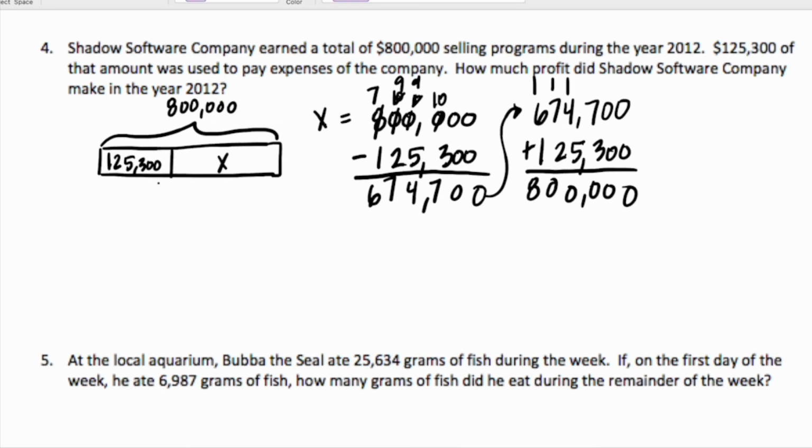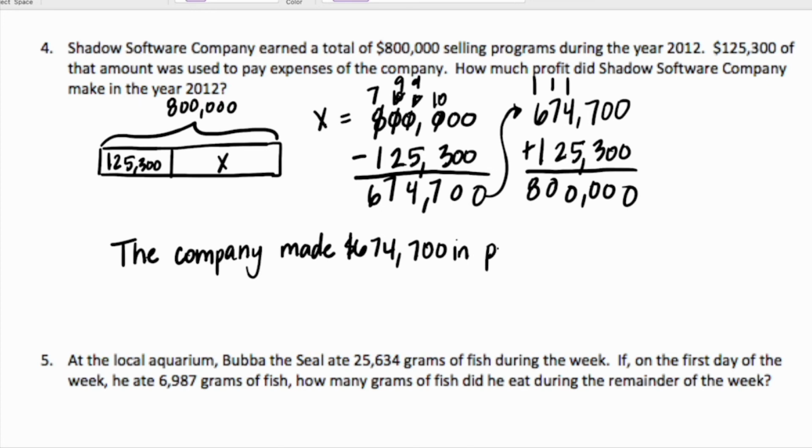And we get that $800,000. So this is correct. So how much profit did Shadow Software Company make? The company made $674,700 in profit.